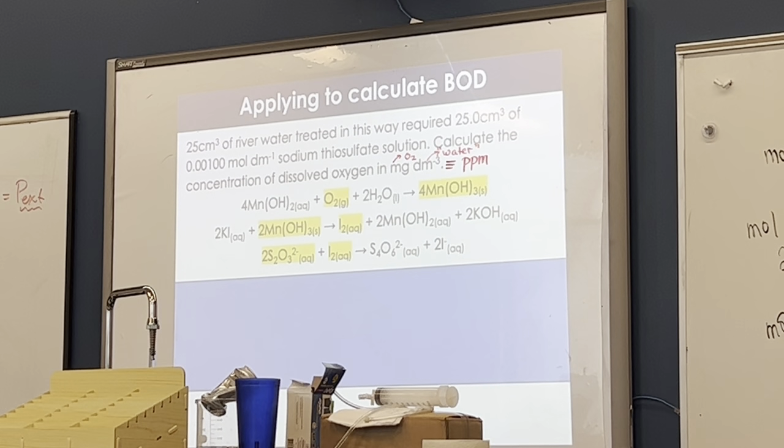Another tricky thing here is when we talk about dissolved oxygen, we're talking about the molecule you and I are currently breathing. We're talking about O2. We are not talking about O, and we are not talking about the oxygen in H2O. We are talking about dissolved, breathable oxygen.